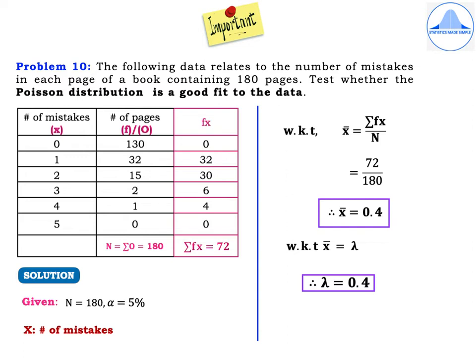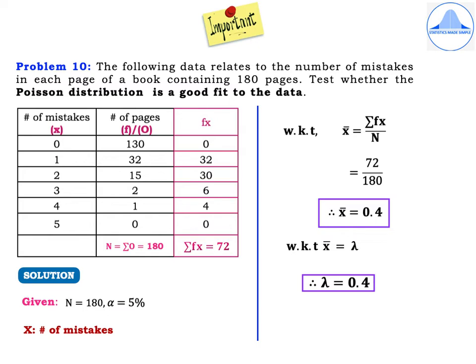So in the first column we have number of mistakes as 0, 1, 2, 3, 4, 5, and number of pages are 130, 32, 15, 2, 1 and 0. Now the first step is to mark number of mistakes as X and number of pages as the frequencies F or the observed frequencies O. Then calculate capital N, which is summation O equal to 180. Under solution, first write given capital N equal to 180 and alpha is 5%.